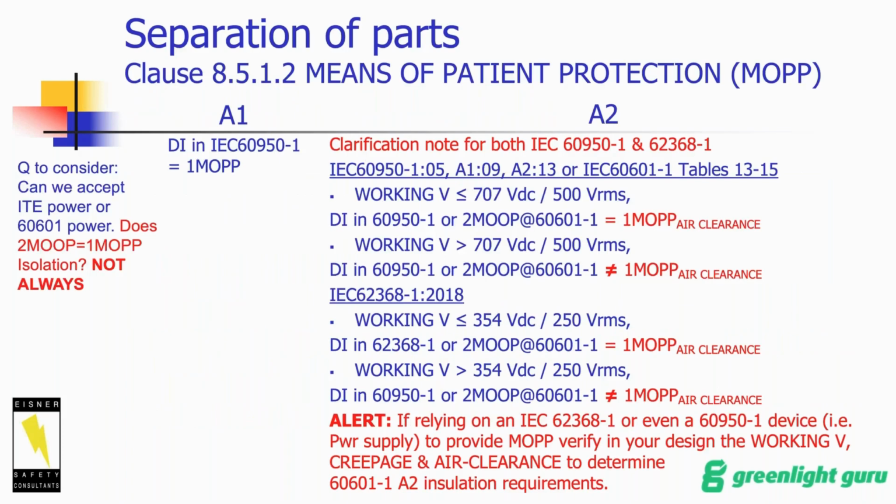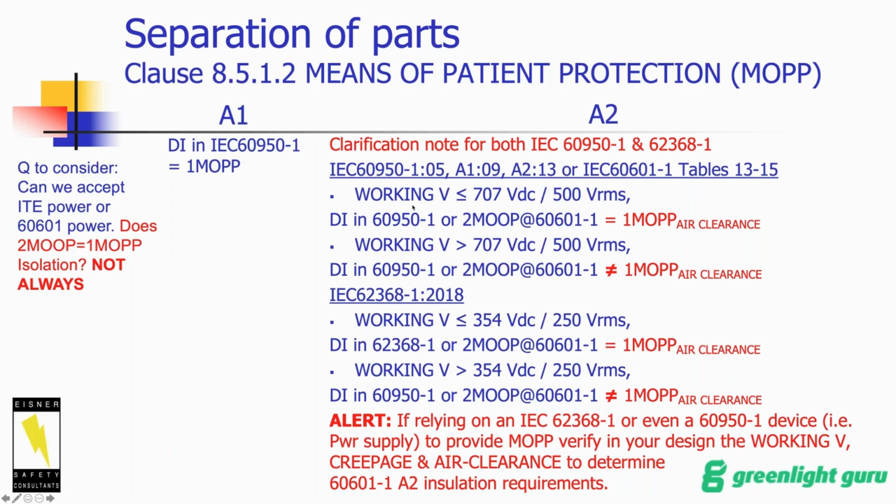And so because of that, we have this extensive note, which this is only a very quick summary of. So does 2 means of operator protection actually equal 1 means of patient protection isolation? And the answer is not always. And so this is going to affect especially switch mode power supplies. And it's even now going to affect 60950 power supplies, not just 62368 power supplies. The big issue is the working voltage. So for 60950 power supplies, when you get up to 707 volts, that's where you're going to have the breaking line, where it's going to be an issue.